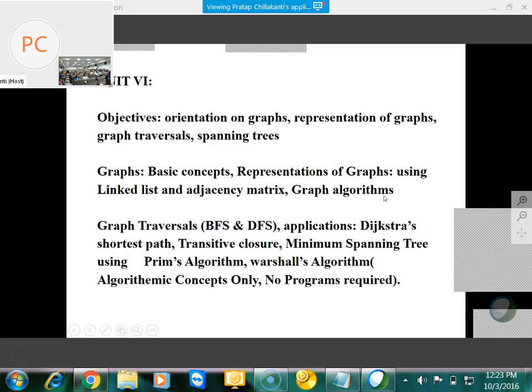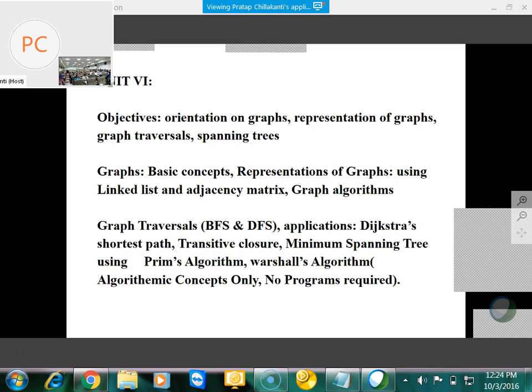So if you look at the syllabus here for this one, basically this chapter is meant to give you concepts, not too deep, right? We looked at the basic concepts of graphs. We know how to represent the graphs using linked list and adjacency matrix. We talked about that. We looked at what breadth first and depth first traversals are.